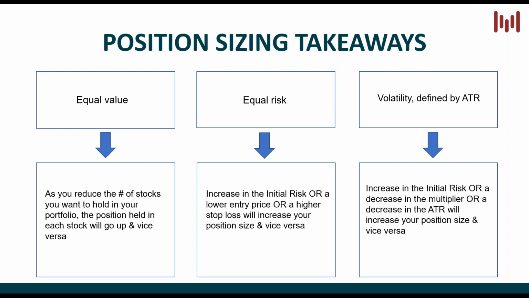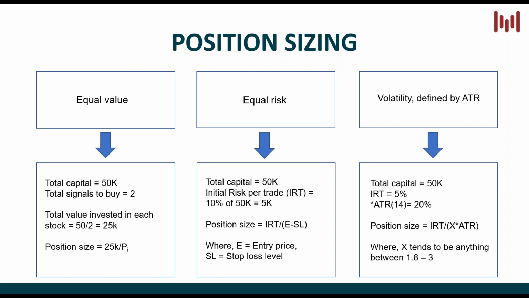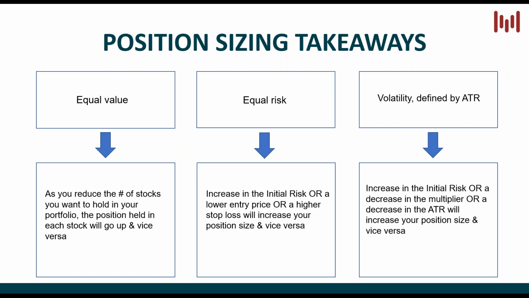Now let's come to equal risk. If I just go back to the previous slide, just mind map the formula here. It's IRT divided by the difference between the entry and stop loss. If you just keep that in your mind for the next 1 minute, it's obvious that if you increase the numerator, which means you increase your initial risk, or if you are entering at a lower price, which means your E is lower, or if you are defining a larger stop loss for that particular security, your position size will increase. And vice versa for short.